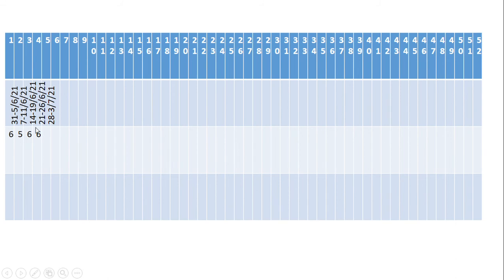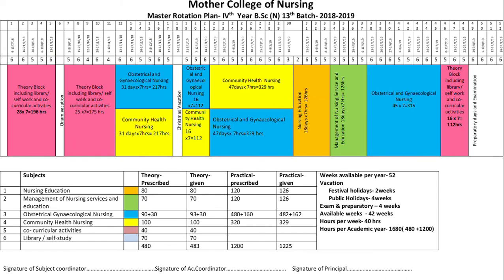That is why I am writing 5, 6, meaning how many working days in a week are available. I hope this is understood. This is a sample copy of a master rotation plan which I have prepared for my students. You can see here the total is 52, the weeks are written here, the number of working days are written here, and the holidays are given.